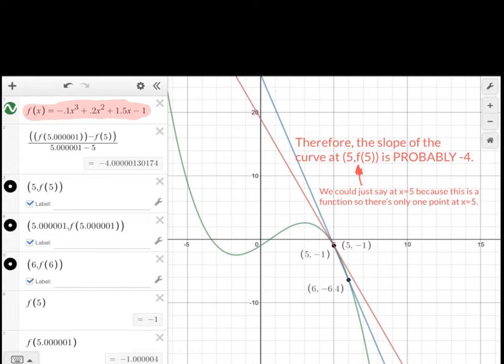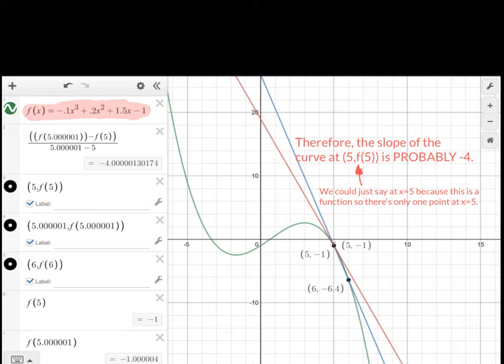I don't think I would estimate negative 4.0000001300174 because I know darn well that that is not the case. We did not do it right at 5. We did it at 5 and a little bit past. So I know for sure, well, almost certainly, that that's not it.